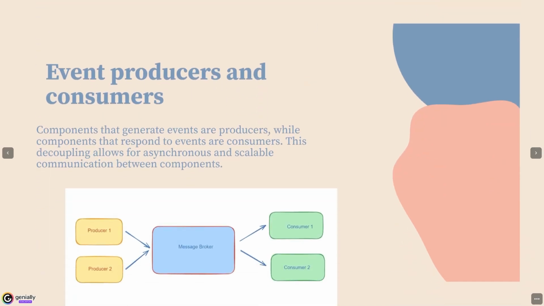Next one is event producers and consumers. Components that generate events are producers, while components that respond to events are consumers. This decoupling allows for asynchronous and scalable communication between components.